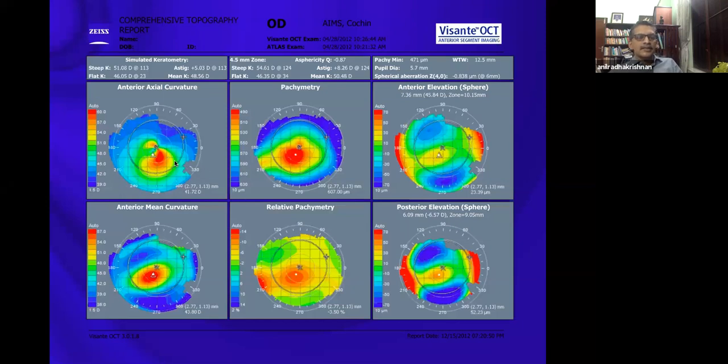So this is another example. You just need to look at the color-coded image. So look at the color corresponding to this. This is corresponding to somewhere more than 58. So once it crosses, say, 48, you know that it's abnormal.